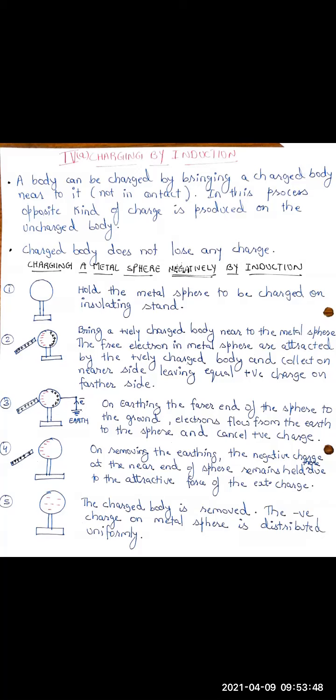Now, let's start with it. Suppose, children, here we are having a metal sphere. As you can see, it is uncharged, no charge. This metal sphere, you are placing it on a stand. The green color is your stand, and red is your metal sphere which you want to charge, right, children?